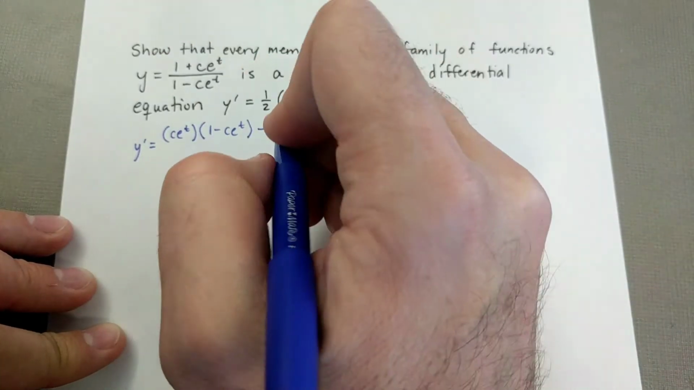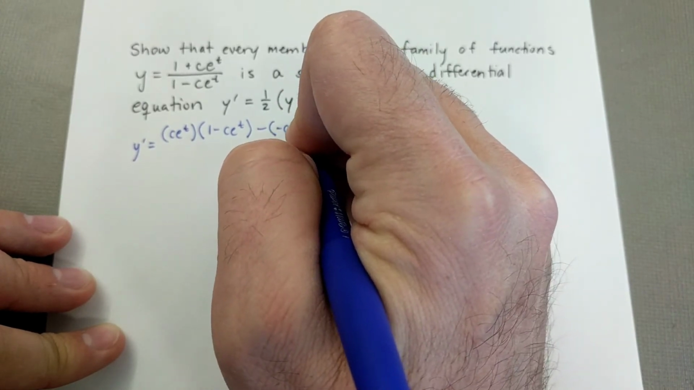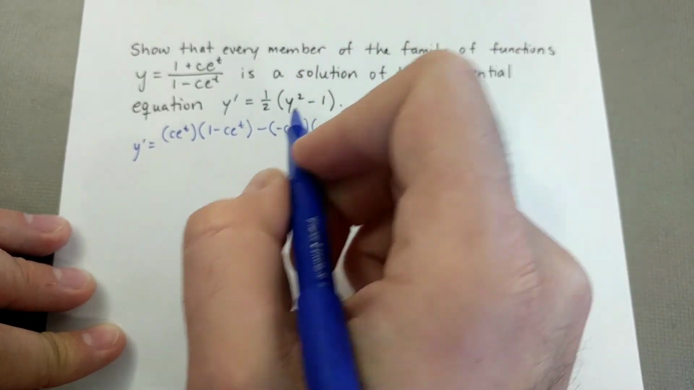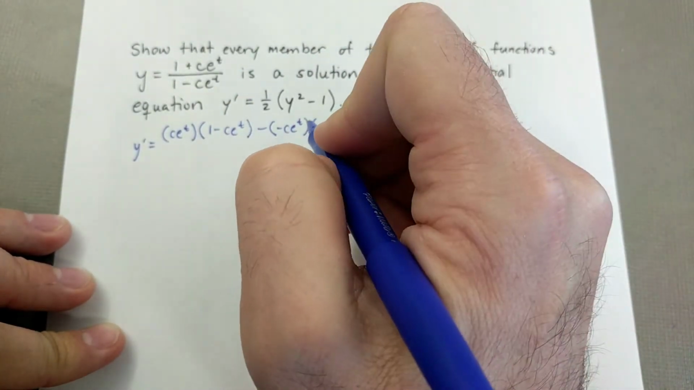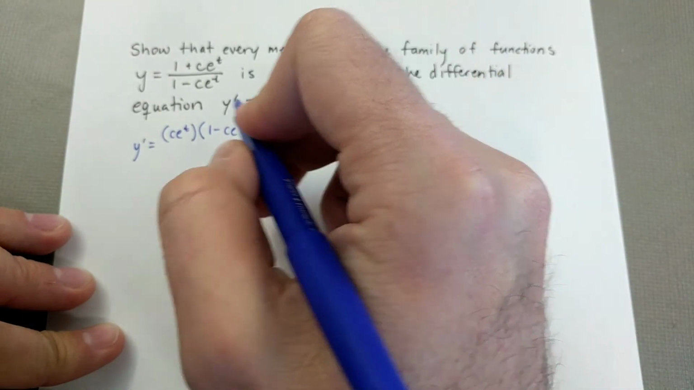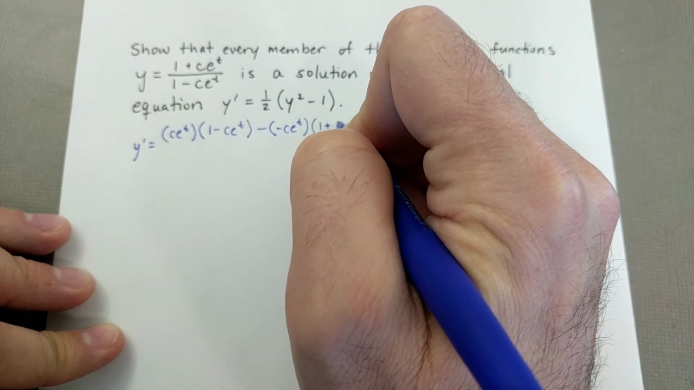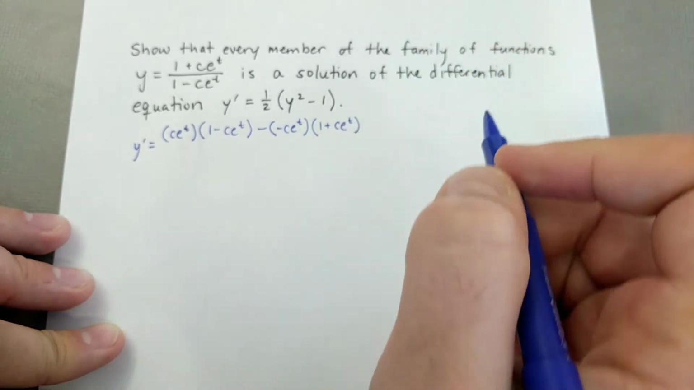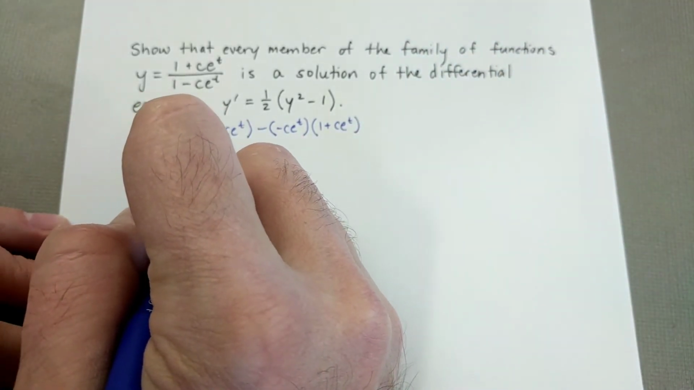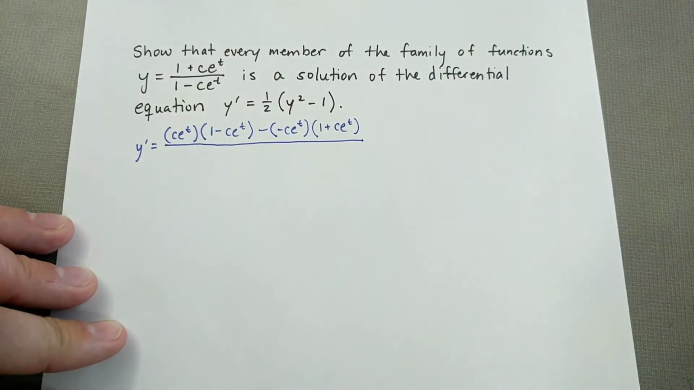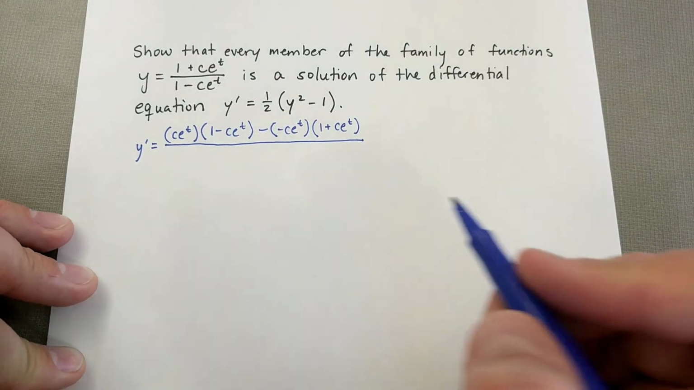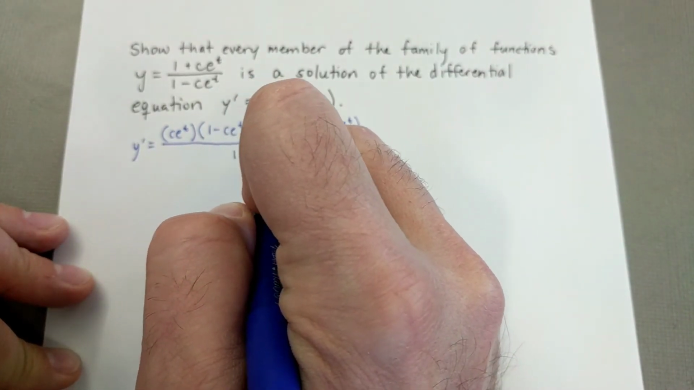Now the derivative of the denominator is negative c e to the t. I can see some nice stuff is probably going to happen up here, some good adding to 0, and then times the top, sorry, c e to the t. And that is all over the denominator squared.